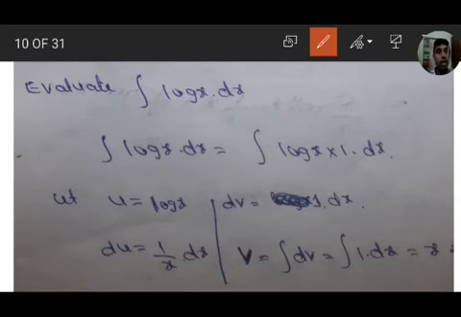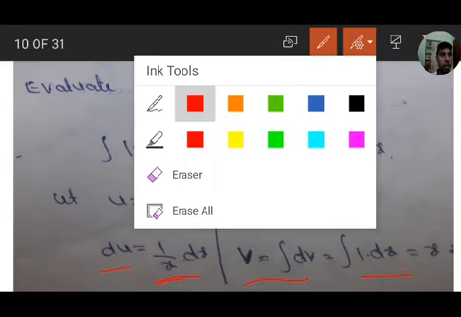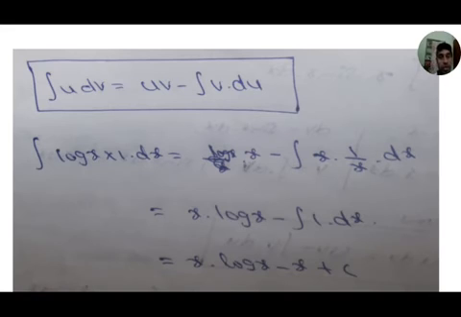We take u equal to log x, and its derivative is 1 by x, that is, du equal to 1 by x dx. And the second function, dv equal to the algebraic function 1 into dx, its integration v is x. So substitute the du, v and u values in the formula: integration of u into dv equal to uv minus integration of v into du. Substituting in this formula, we get the answer.